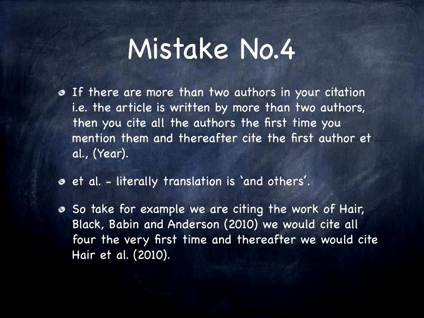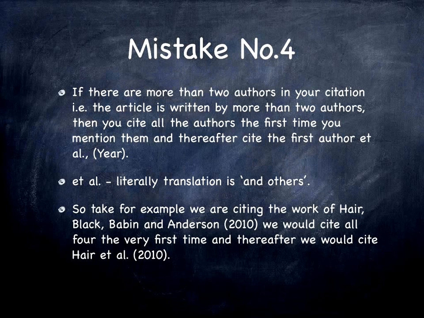Mistake number 4 that I tend to see quite a lot of is where there are more than 2 authors in your citation, i.e. the article is written by more than 2 authors. Then you cite all the authors the first time you mention them, and thereafter the first author followed by et al, comma, and the year. Students tend to get confused about this term et al. It literally means and others.